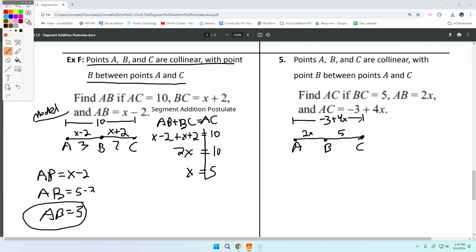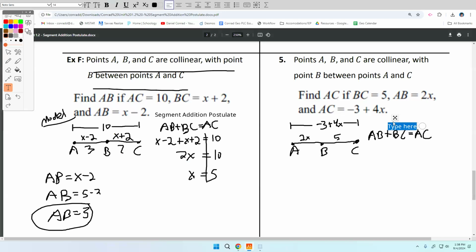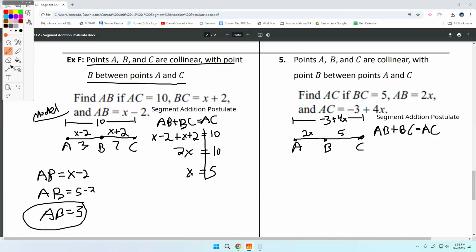All right, and again, we can use our segment addition postulate. B is between A and C, so AB plus BC is going to equal AC. And again, the reason that's true is the segment addition postulate. Once we have our equation, we can substitute in the pieces. AB is 2x, BC is 5, and then AC, the whole thing, is -3 plus 4x.